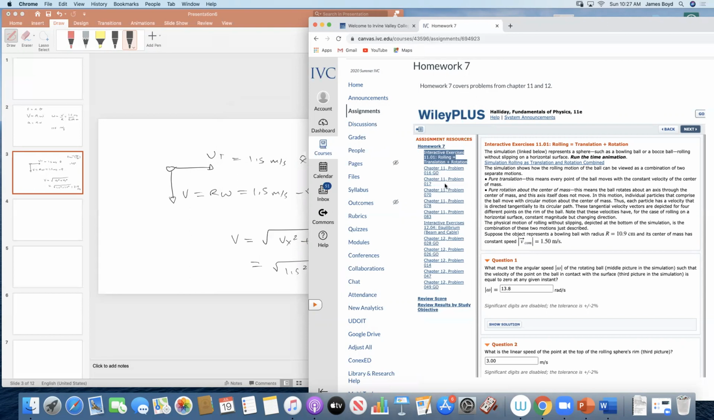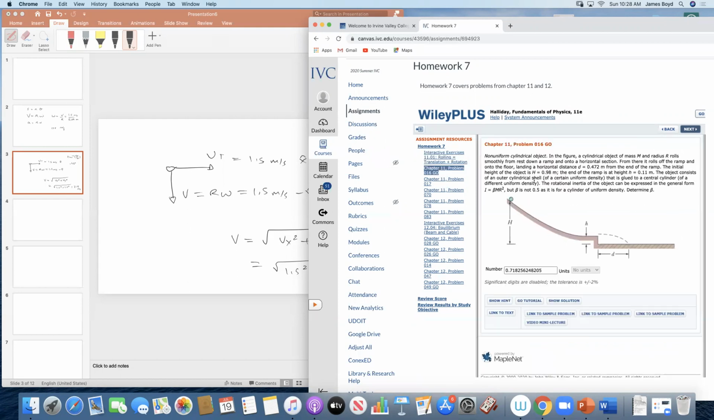This question is really just to make sure that you understand the difference between translation and rotation and how they work together to give you the total motion of a rotating object. All right, so let's move on.